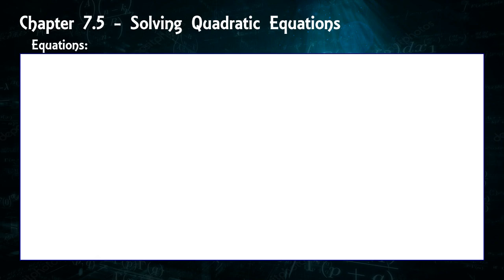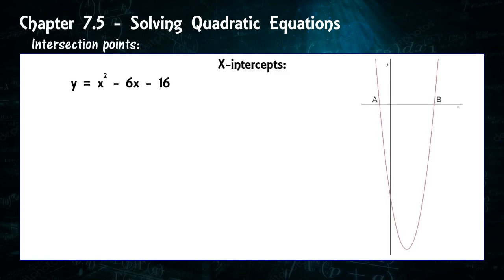In paragraph 7.4, I explained how you can find the x-intercepts of a parabola if you know the formula. So, to find the coordinates of A and B, we set the formula of the parabola to 0 and solve the equation that follows.